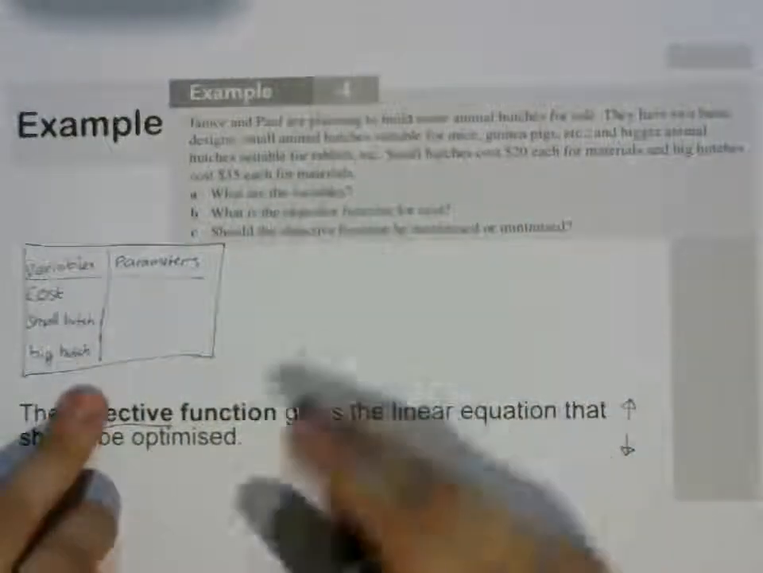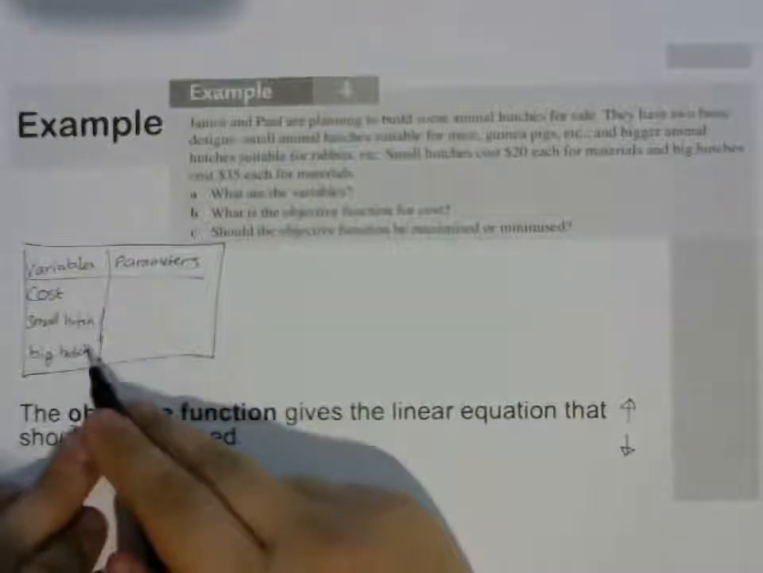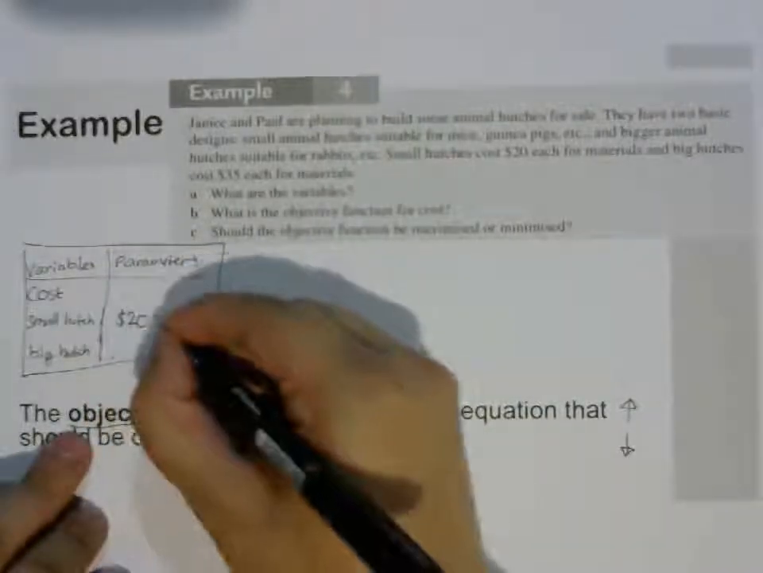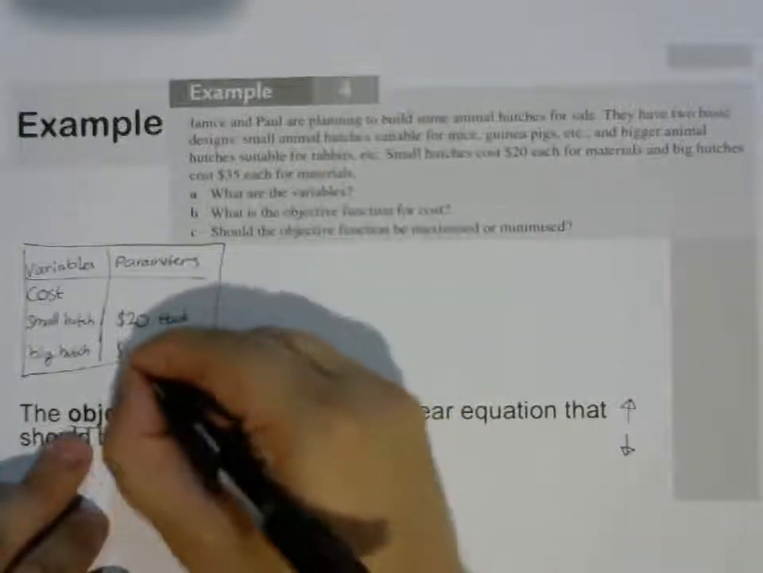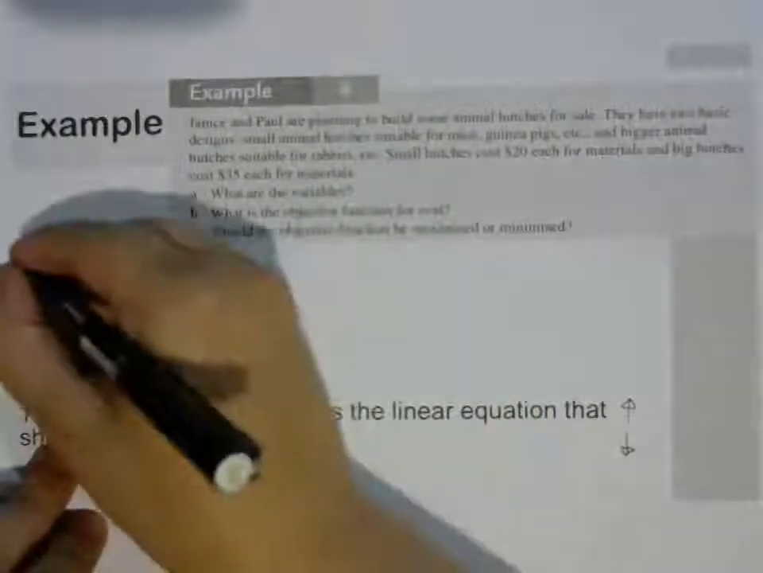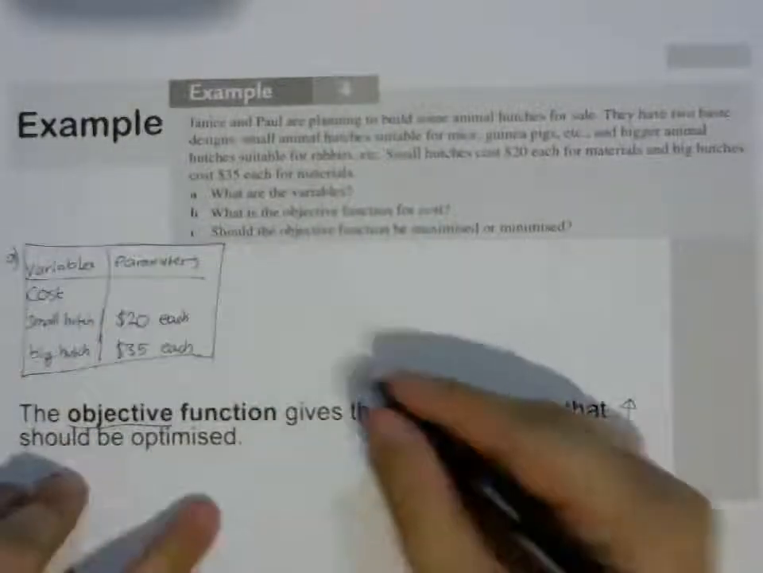Now the parameters are the costs to build each type of hutch. So for small hutch it costs $20 each, and for big hutch it costs $35 each. That's part A.